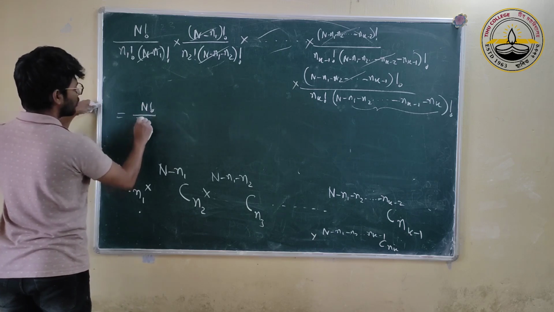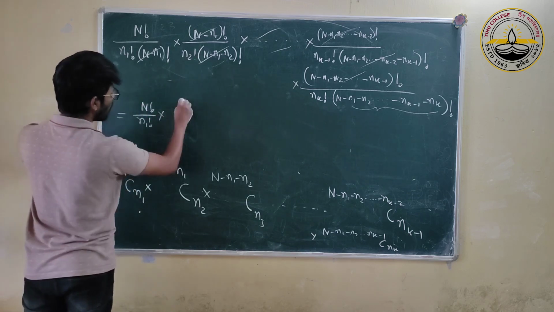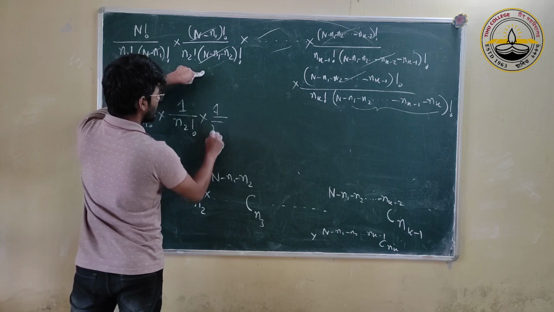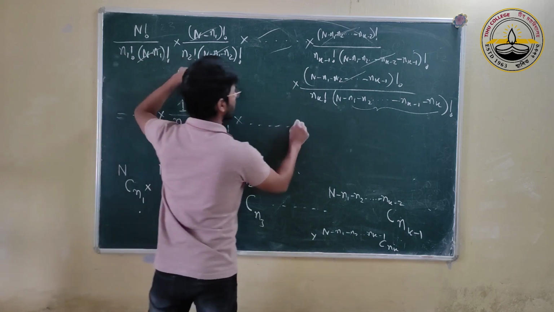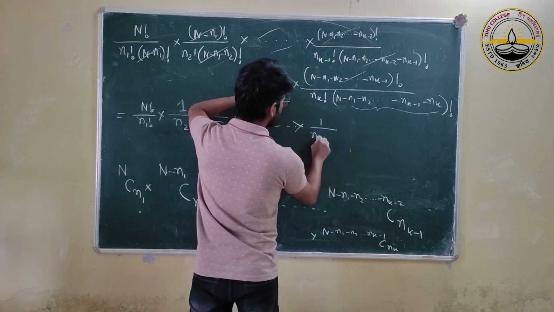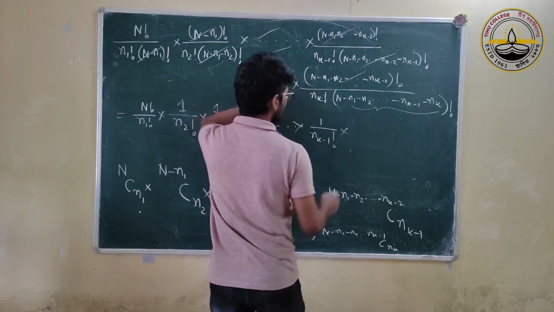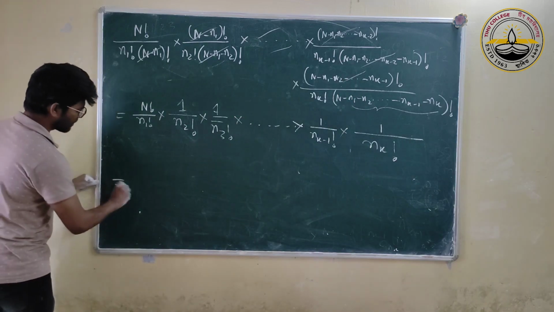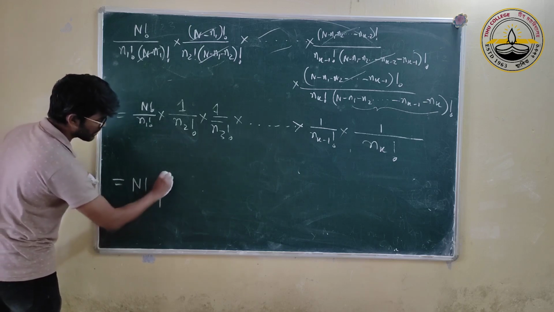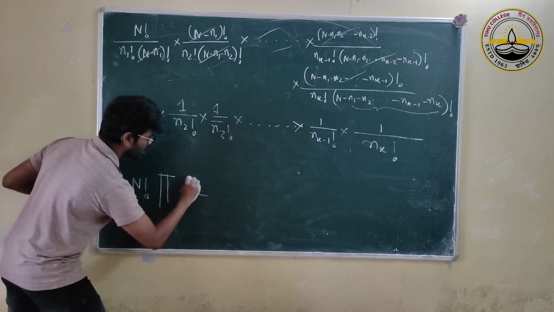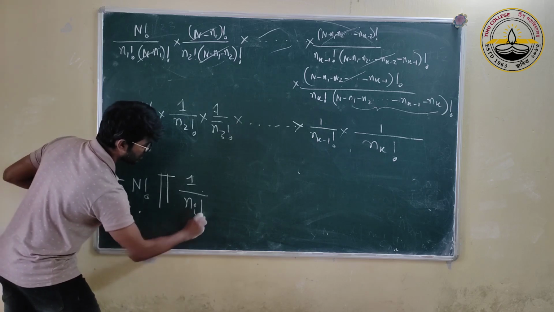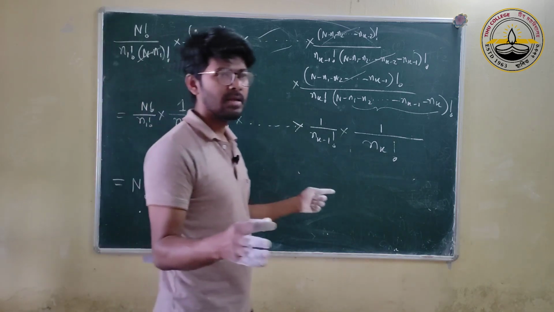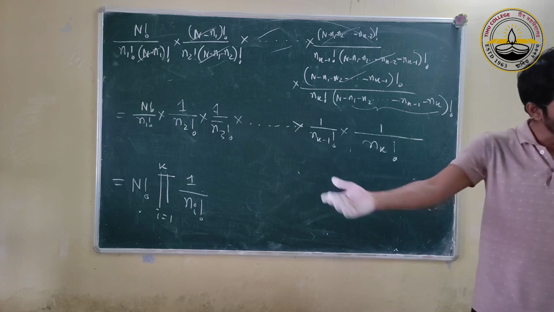n factorial by n1 factorial into 1 divided by n2 factorial into 1 divided by n3 factorial dot dot dot 1 divided by n(k-1) factorial into 1 divided by nk factorial. This is of course nothing but n factorial times the product of 1 over ni factorial, i equal to 1 to k. This will be the number of ways you can fill those boxes.